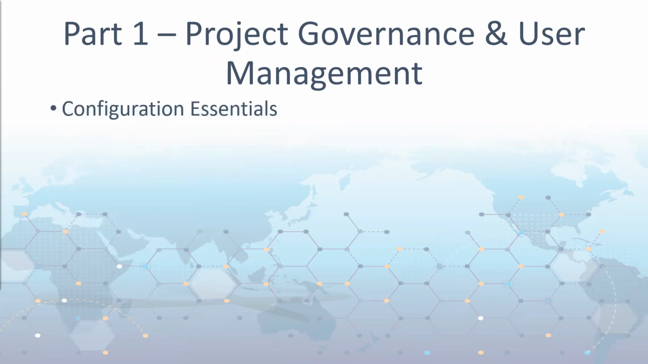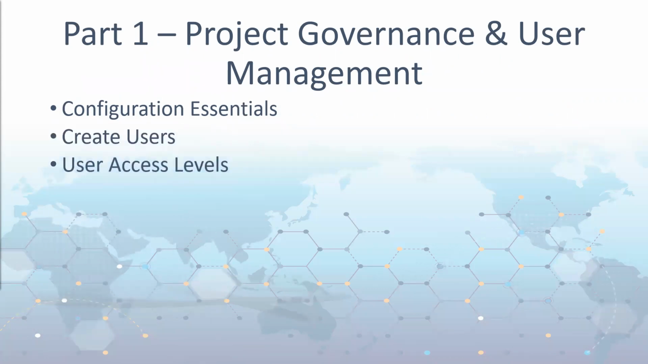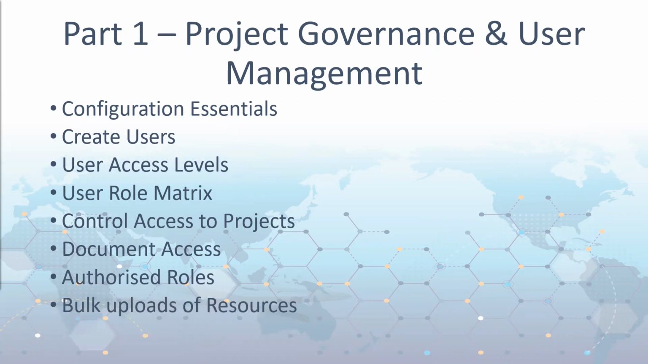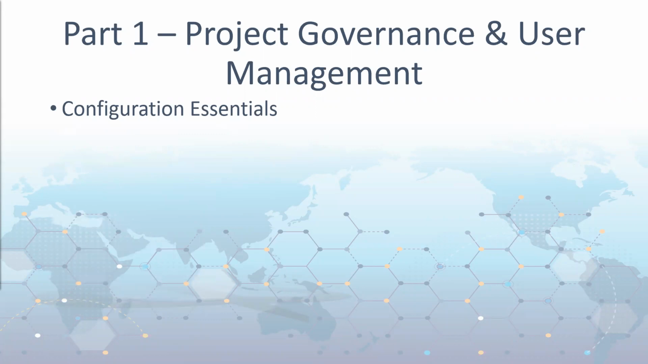So for today, what we're going to be covering is, basically, where to find all the configuration settings in Unify and what you can change, a bit of an overview of that. Creating users, giving users different access levels and looking at how access levels work, looking at the user role matrix, how we can use that to control access to projects, and how we can use that to control access to documents. And then we'll also look a little bit at authorized roles and doing bulk uploads of resources into the system as well. So let's go back to here and look at configuration essentials.